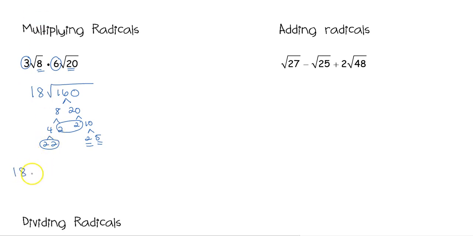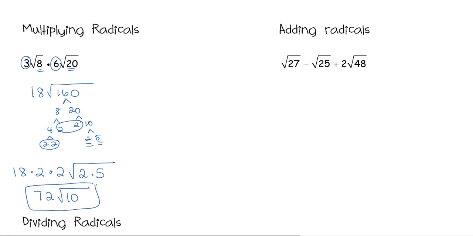We're bringing this first 2 out, so we multiply by 2. We're bringing another group of 2s out. On the inside, we've got a 2 and a 5 left over. So 18 times 2 is 36. 36 times 2 is going to give us 72 on the outside. 2 times 5 is going to give us 10 on the inside of the radical.